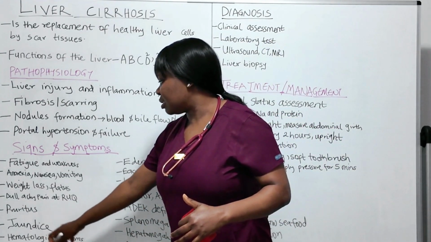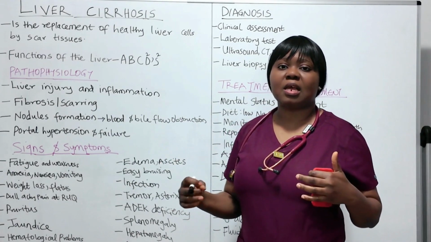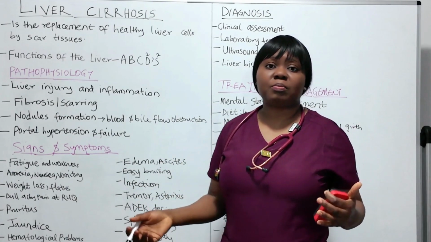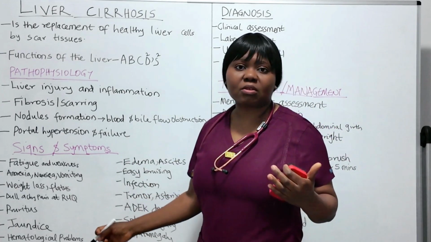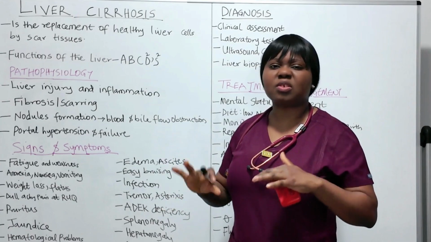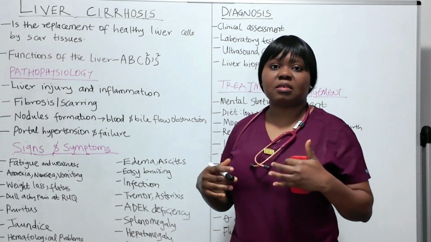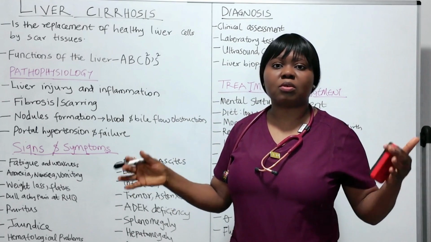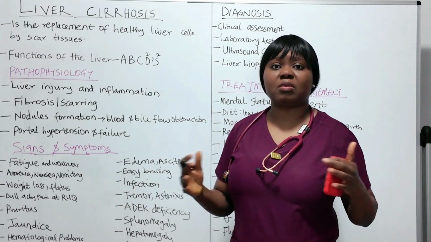Now, other things, the patient will experience hematological problems, some blood issues like anemia, thrombocytopenia, leukopenia. And that's because those clotting factors are no longer able to do the work. The immune system is not functioning properly anymore. Endocrine issues like estrogen production will be affected. The patient may be experiencing some menstrual irregularities.